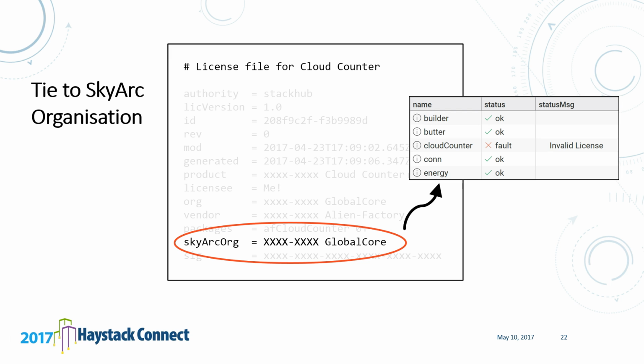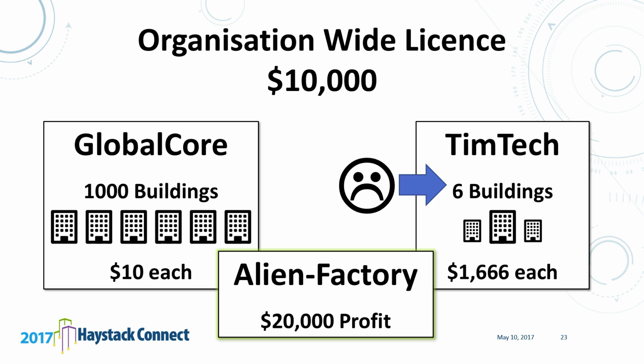That also means that if Colin emails a license to Tim of TimTech, Tim can't use it. But Peter can, because Peter is also part of Global Core. In fact, anyone in Global Core can use this license because this license is tied to the organization. Let's call this an organization-wide license. And now that Tim has to buy his own license, I've made 2 sales. So at $10,000 each, I'm happy because Alien Factory has just made a cool $20,000 profit.